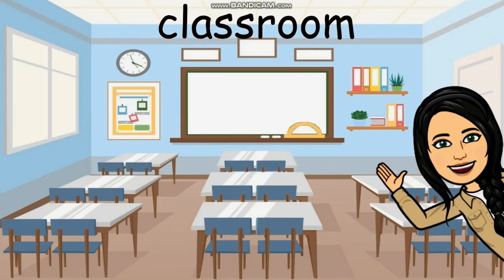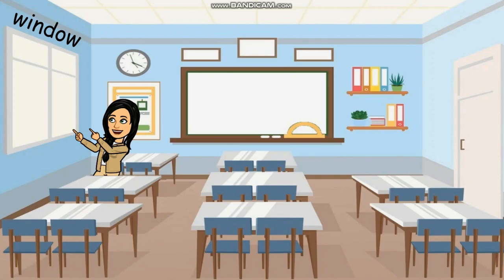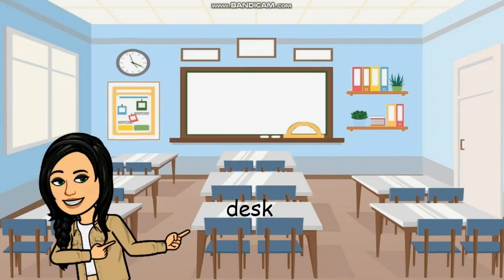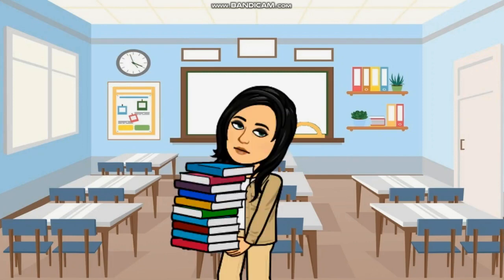It is a classroom. Classroom. It is a whiteboard. Whiteboard. It is a window. Window. It is a desk. Desk. It is a poster. Poster. And now, let's go and find some words.